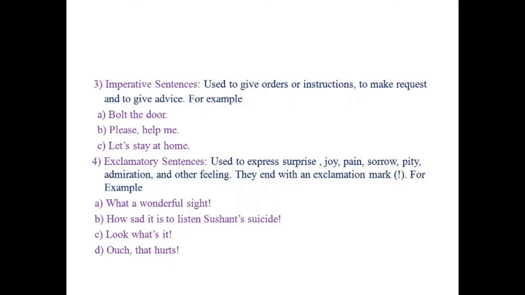Let us discuss now the last and fourth type of sentences, that is exclamatory sentences. What are exclamatory sentences? Exclamatory sentences are used to express surprise, joy, pain, sorrow, pity, admiration, and other feelings also. Exclamatory sentences usually express spontaneous joy, pain, sorrow, pity, admiration, and different sorts of feelings. They end with an exclamation mark. This is the feature of exclamatory sentences.